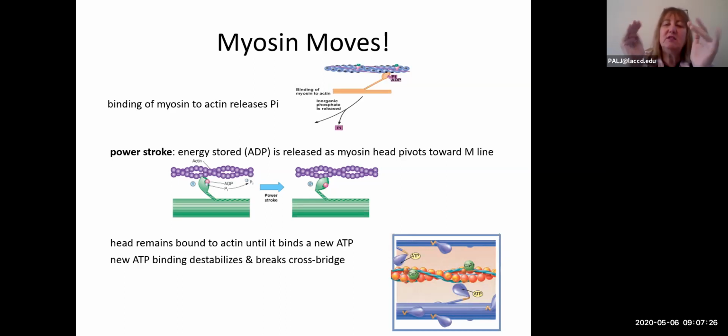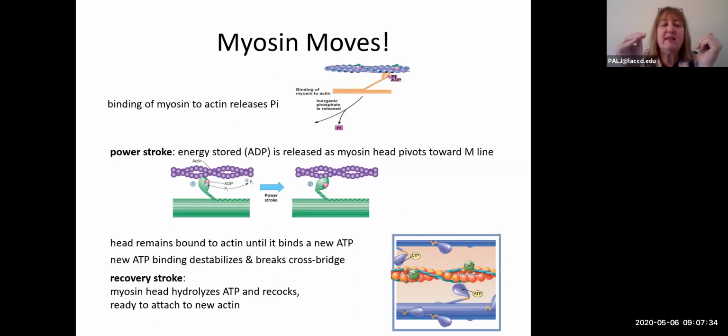When the new ATP binds to it, that actually destabilizes the cross bridge, which is what breaks the cross bridge, okay? And that gives us the recovery stroke, where now the enzyme in the myosin head breaks down that new ATP into ADP and Pi, and it's recocked, ready to go. So the myosin movement is that power stroke and then the recovery stroke, okay? So it's not that it has to do things twice, it's doing this part and then that part. And then it's ready to do it again, okay? Because it is stuck in this position until there's a new ATP. When there's a new ATP, it recocks and it's ready to go again.